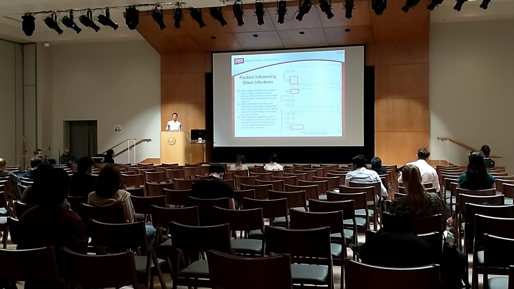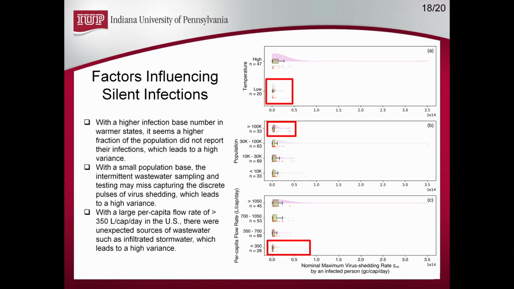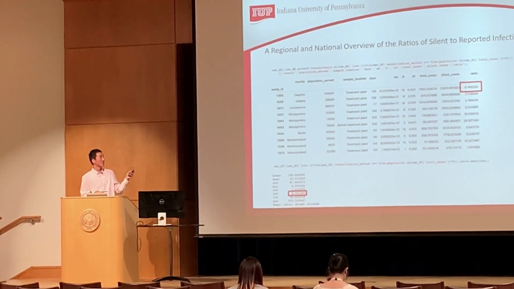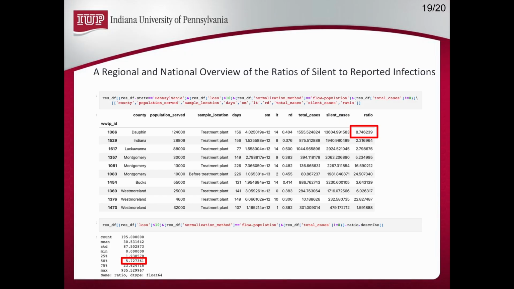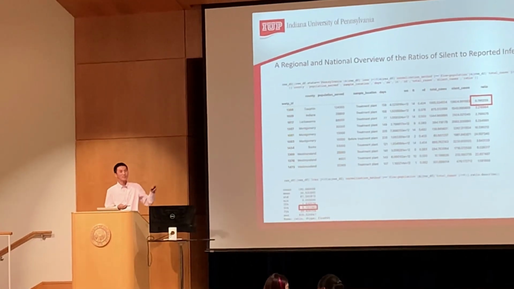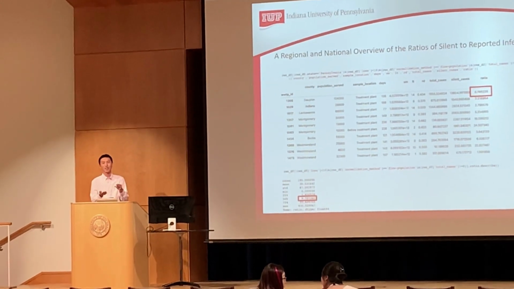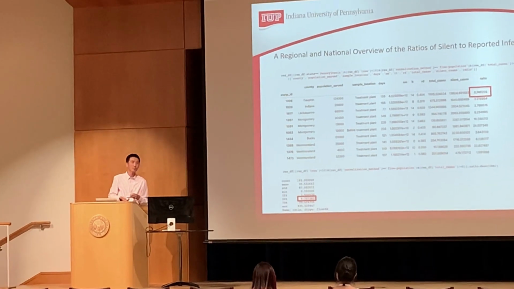Now, after we have chosen the SM, there are still some other factors that will influence our results. For example, low temperature, high population, and low competitive flow rate will give us more deterministic results. And over here are some results, our calculated ratios. So on the right there, there's a ratio of 8.7 in Dauphin County, Pennsylvania. So what does this number mean? This number means that for every reported case in Dauphin County, there are approximately 9 people that are unreported in Dauphin County. And nationally, the median is 5.7.